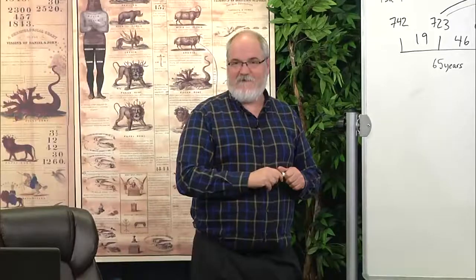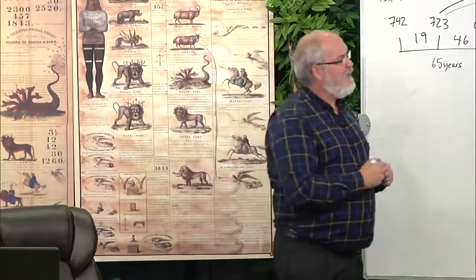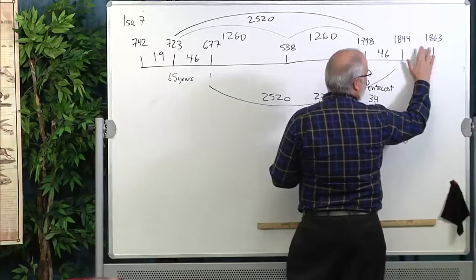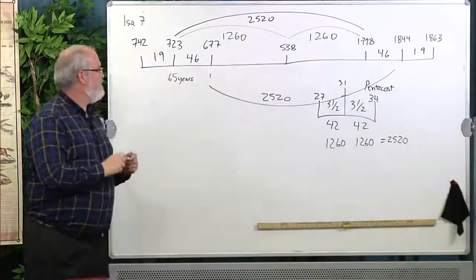Yes, Larry? I was wondering, I missed what you said. Why did you put an 18 down there between 1844 and 18? That's a 19. Oh. It's very badly drawn. There we go. So there's a 19 there.